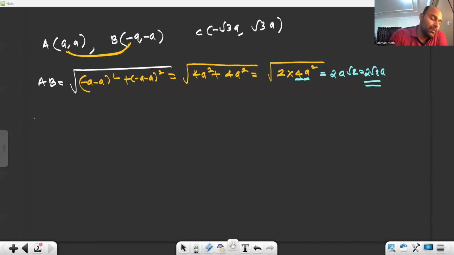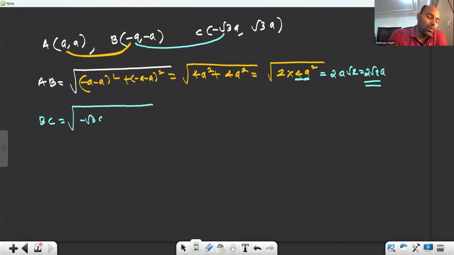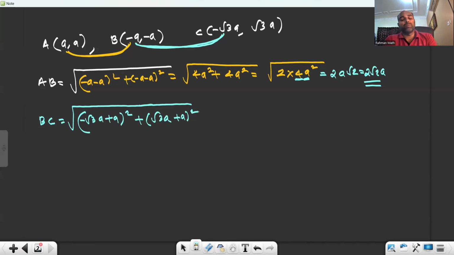Now we have to find BC. The root of, this minus this, so minus root 3 a plus a whole square. Why did plus a come? Because this is minus minus. Plus root 3 a plus a whole square. This part is not that easy; there is a little difficulty.